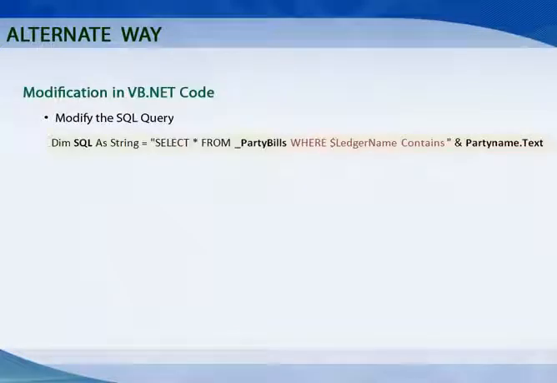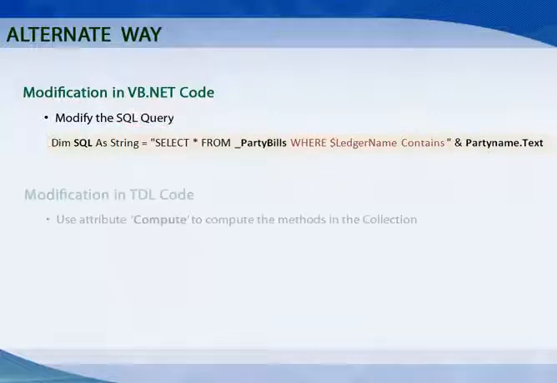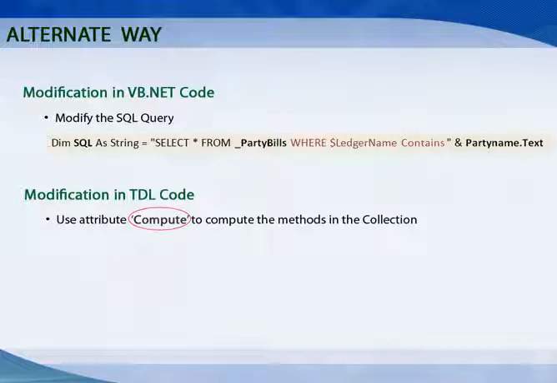An alternate way to fetch data from Tally is to retrieve all the data into the VB.NET application and filter the same using the where clause. One just needs to change the SQL query. Also, in the collection, the methods need to be computed using the attribute compute. Let us view the TDL for the same on Tally Developer 9 screen.